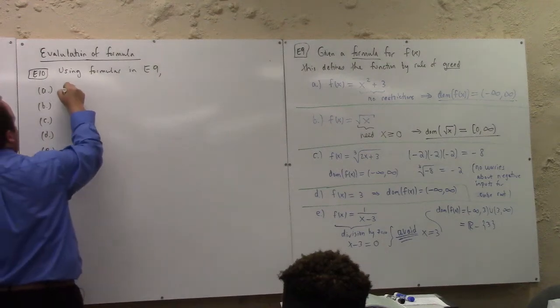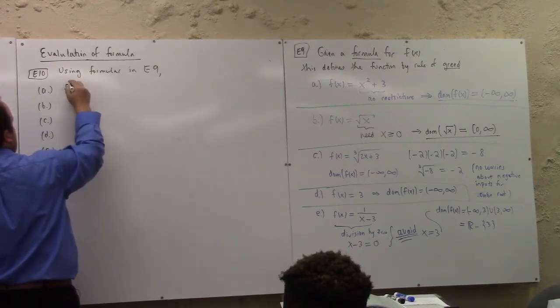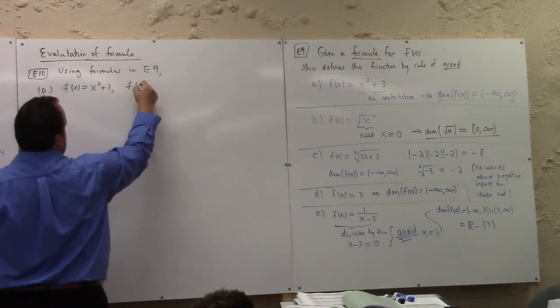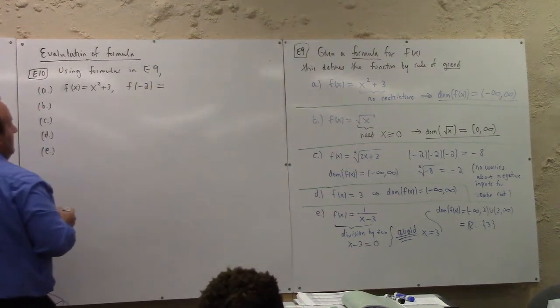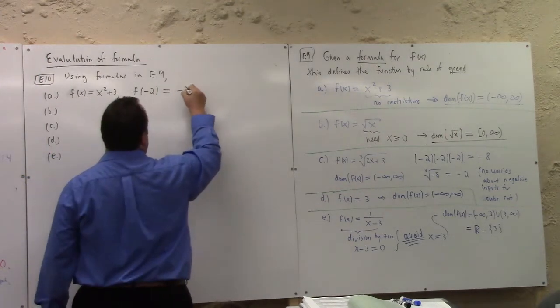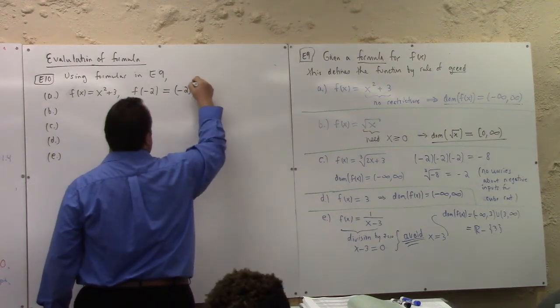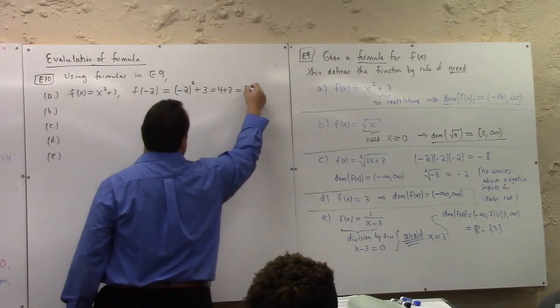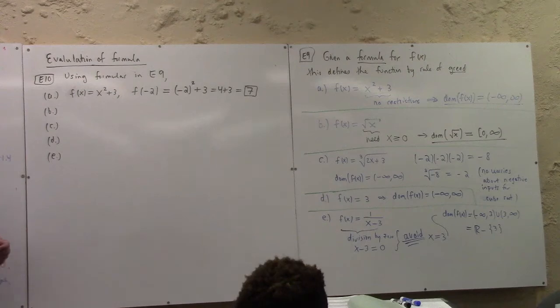So let's do f of x equals x squared plus 3, right? Let's try f of minus 2. What do you get? What does this mean? f of minus 2 means we plug in minus 2 in the place of x, right? So I get minus 2 squared plus 3. What's that? We get 7. Does that make sense? I hope so.